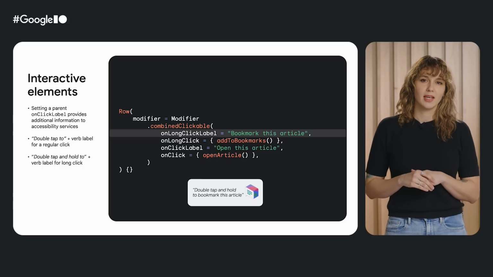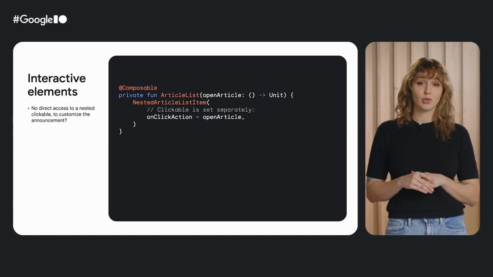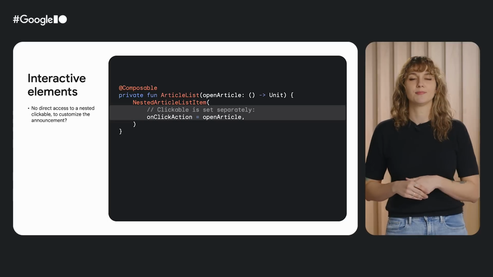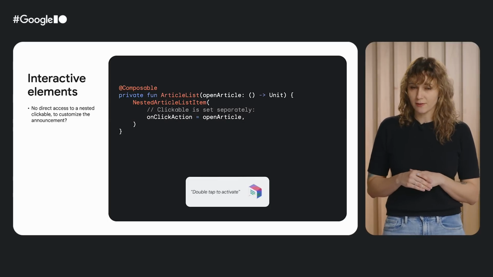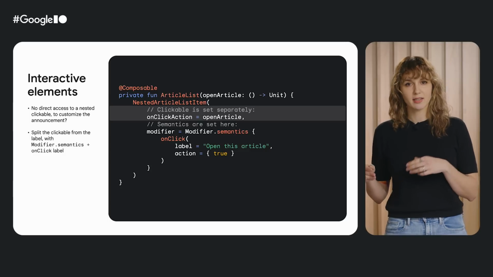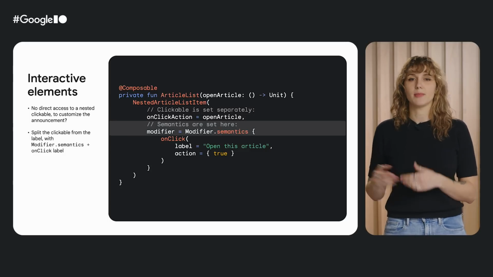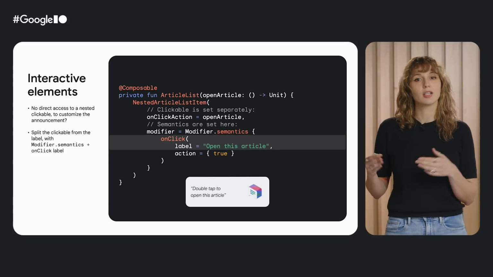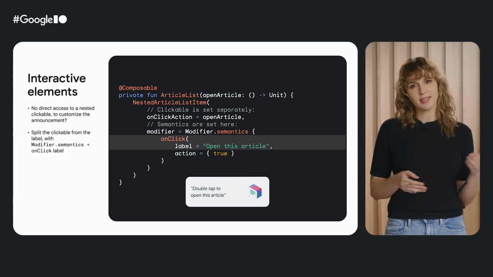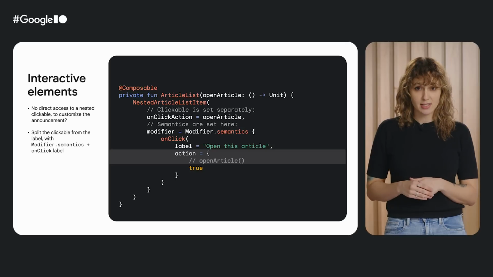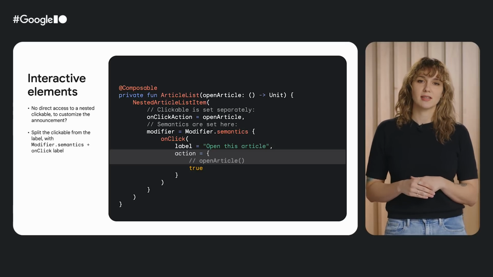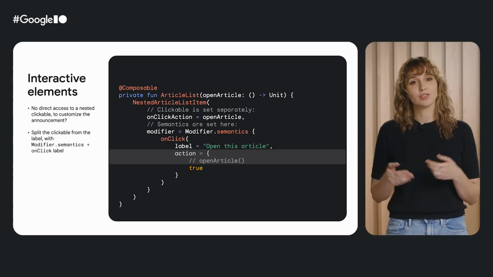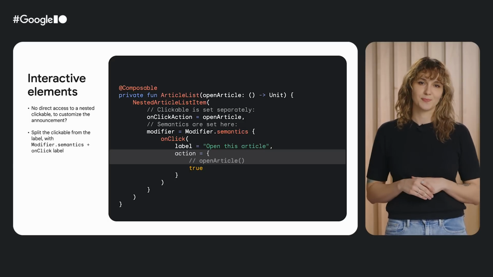In cases where you don't have direct access to a clickable modifier, for example, if it's set somewhere in a lower nested layer, but still want to change the default action label, you can split setting the clickable action from modifying its semantics. You can do so using modifier semantics and its onClick label to modify the action representation there. In this case, you don't need to pass the click action twice, as certain Compose APIs, like Clickable, handle this for you and pass it down to their intrinsic clickable semantics.